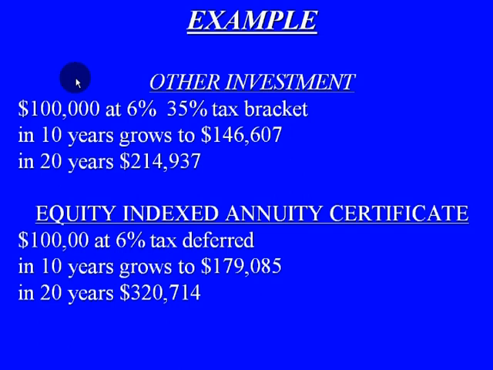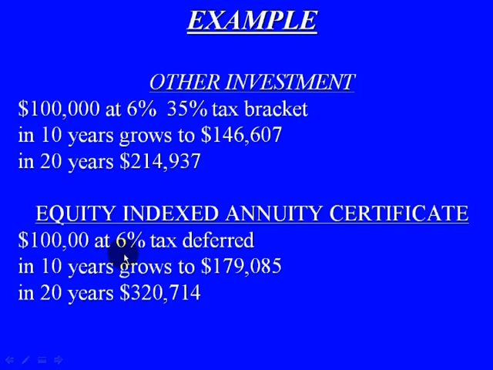Here's an example of how this tax deferral works. With one investment, we invest $100,000 at a 6% interest rate, and we are in a 35% tax bracket. In 10 years, our money grows to $146,607. And in 20 years, our money grows to $214,937.